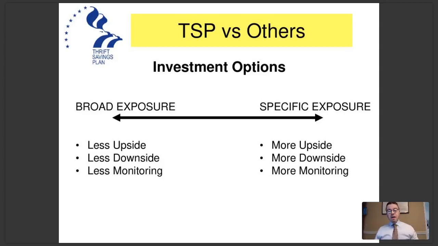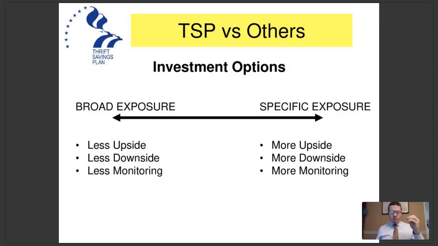So as you can see, if you have broad exposure, you have less on the upside, but you also have less on the downside. If you have specific exposure, then you have more of the upside, but you also come with more of the downside. Now, that's also important to recognize because you'll see on the same slide that final bullet point. When you have less upside and less downside exposure, it requires less monitoring. You don't have to pay attention because there's not really such big news that's going to sideswipe the entire market at once, because you're exposed to the entire market.